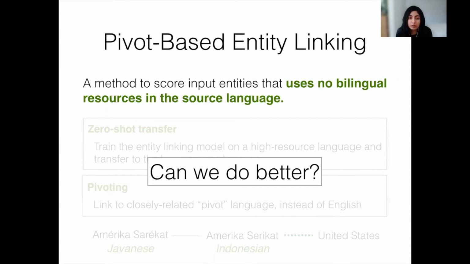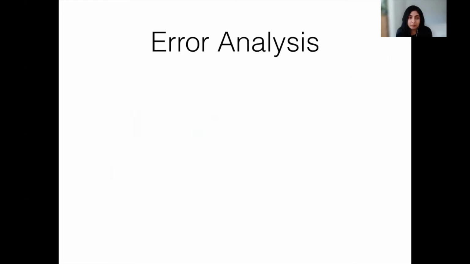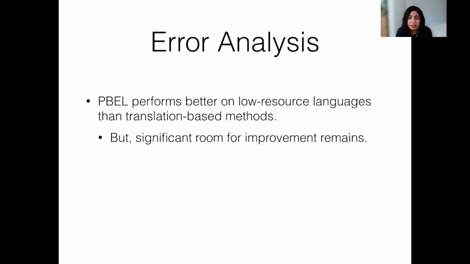In this part of the talk, I will present an extensive analysis of the errors made by the pivoting model and how, while retaining the same core ideas, model and data modifications can result in much better candidate retrieval performance. Although pivot-based entity linking performs better on low-resource languages than existing translation-based methods, significant room for improvement remains.